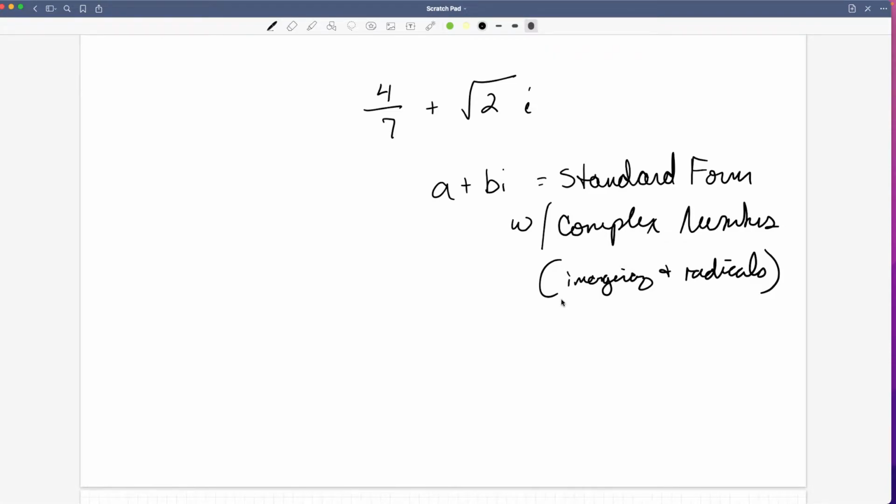Since 0 is a real number, either a or b can be 0. If b is 0, then only a is left. And so what we have is 4, 3 over 4, or negative 5 times the square root of 2, or negative 19 over 3. All of these are complex numbers whose imaginary parts are 0.